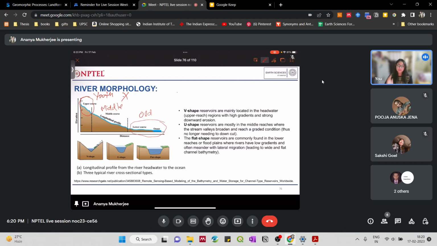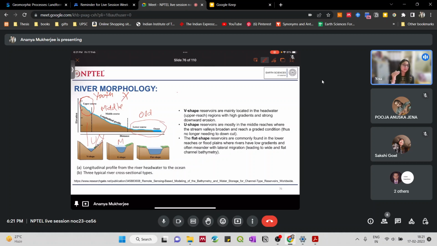Okay, so the V shape usually corresponds to the upper course, where the velocity of the water is very high when it's flowing through the stream, okay, and it is cutting across very easily, so you will get a V shape. Then you have the U shape, that is mostly in the middle course or the middle reaches that we call for the rivers, okay. So that is in the middle part. This is say the upper course or the youth stage. This is the middle course or the middle stage, okay.